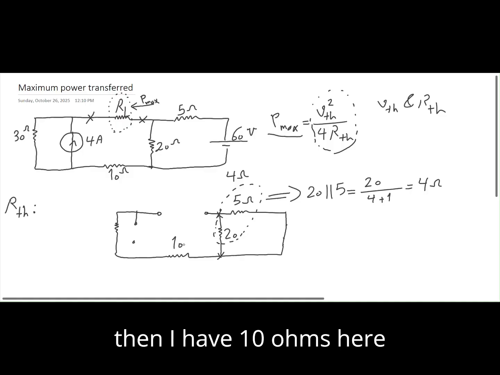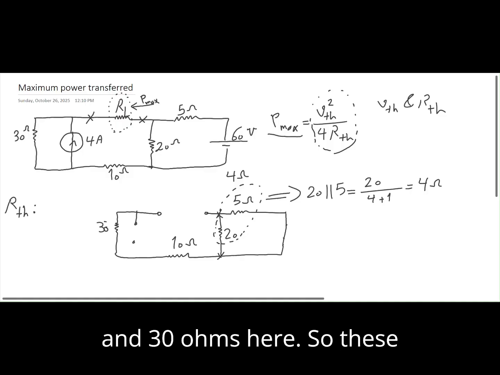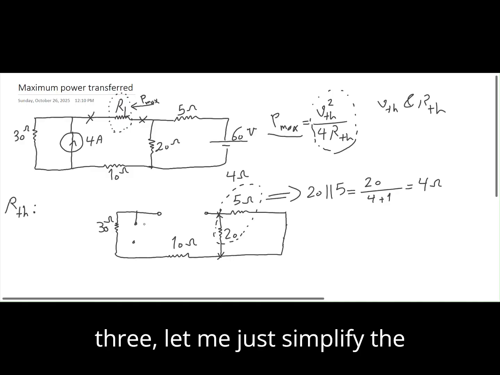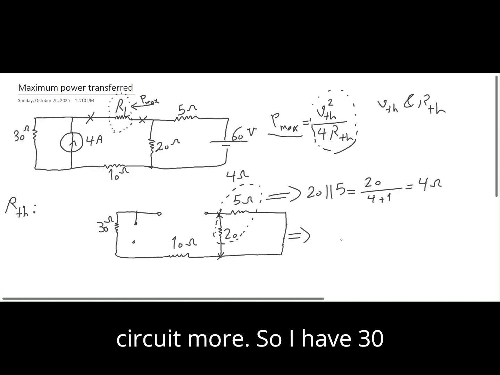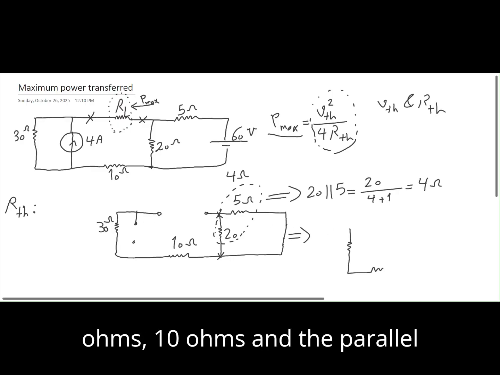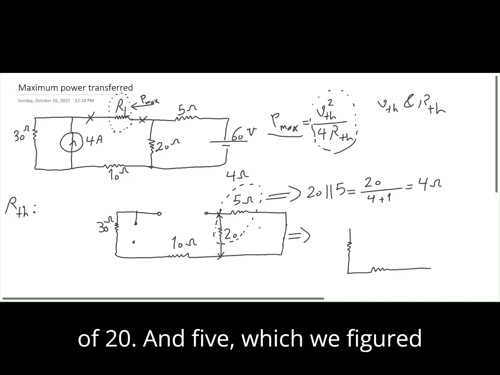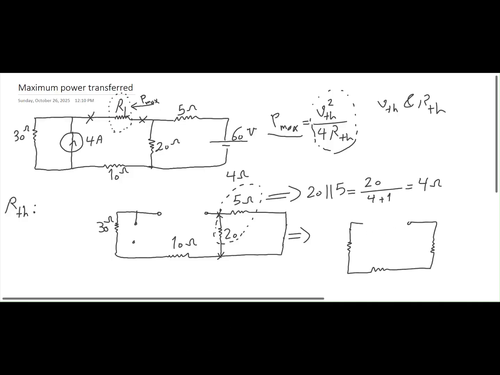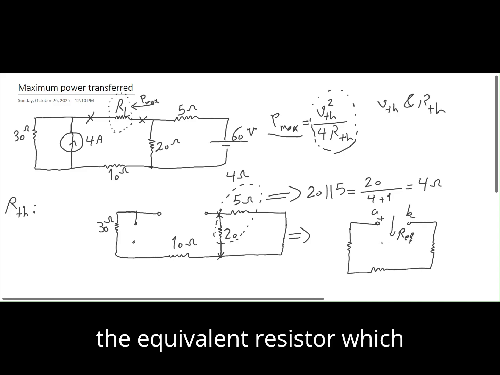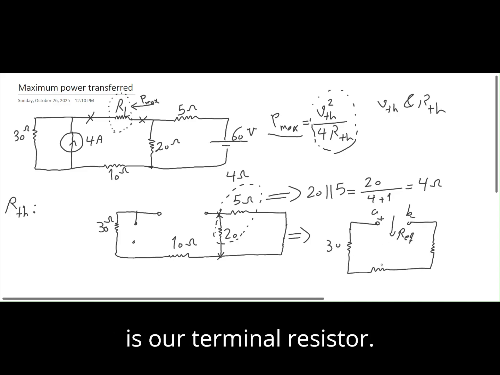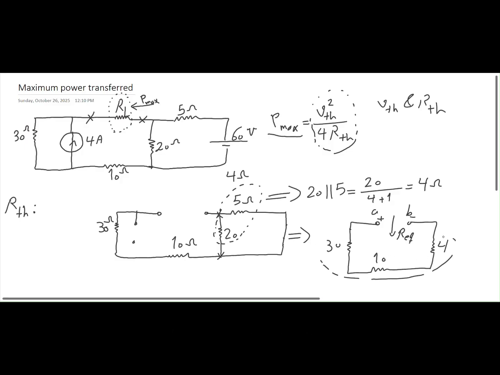And then I have 10 ohms here and 30 ohms here. Let me simplify the circuit more. So I have 30 ohms, 10 ohms, and the parallel of 20 and 5, which we figured out to be 4 ohms. And here is port AB, from which we are trying to see the equivalent resistor, which is our Thevenin resistor. So 30, 10, and 4 are in series.